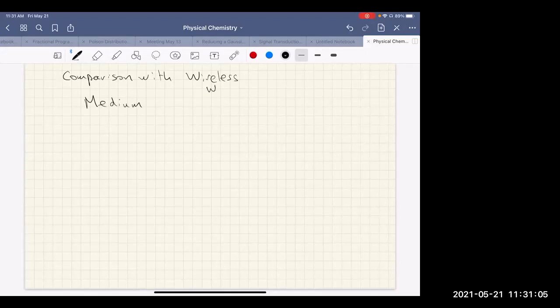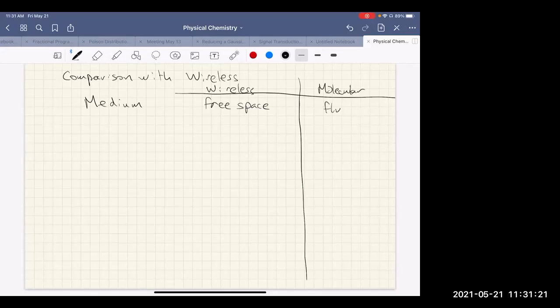So in wireless, the medium is free space. Sorry, just imagine a table here. And in molecular, the medium is normally a fluid. Now, there are other ways to do molecular communication, but what I'm presenting you with today are the simplest and most common ways. We might talk about the others in this course if we have time, but these are the most typical ways that you encounter in the literature.